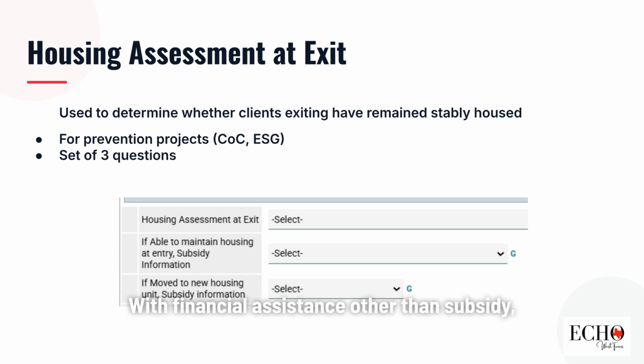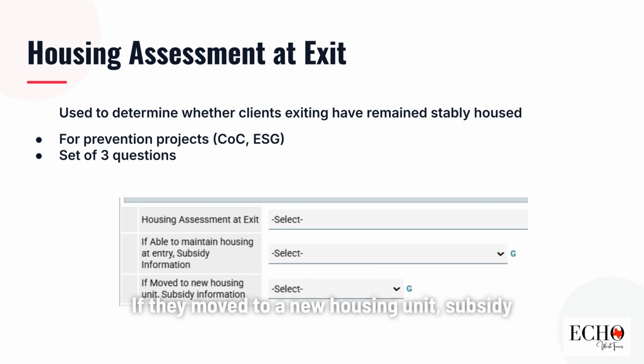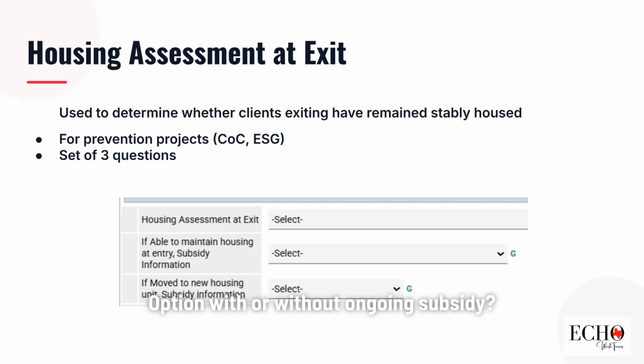With financial assistance other than subsidy, meaning they receive assistance other than a rental subsidy, like food stamps, that helps them maintain their housing. Question 3. If they moved to a new housing unit, subsidy information, meaning if they moved to a new unit during project enrollment, do they receive any subsidy? Option with or without ongoing subsidy.